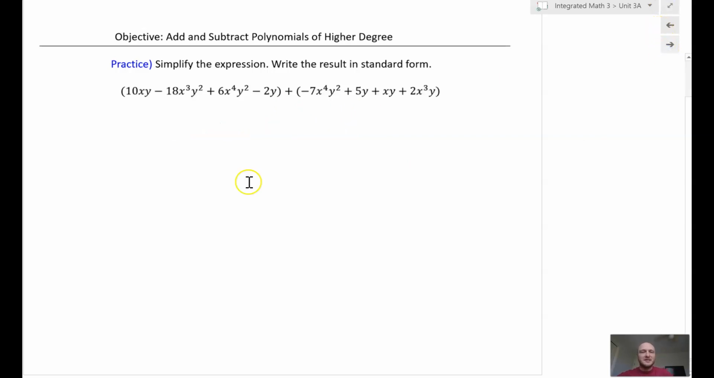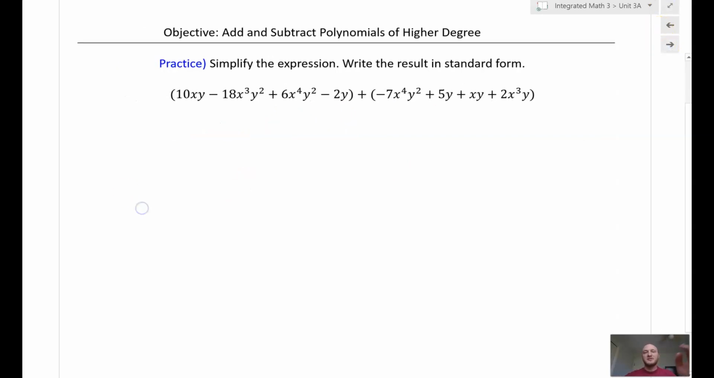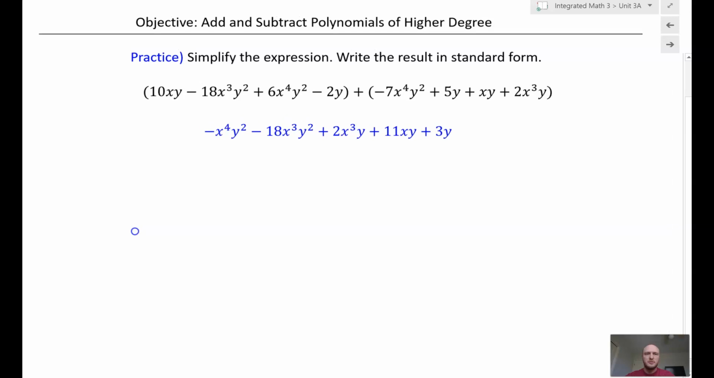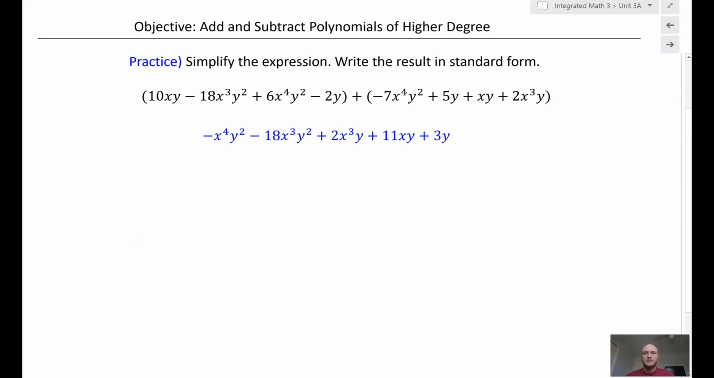All right, and lastly, here's another practice problem. Please go ahead, pause the video, and try this one. All right, hopefully you paused it. Here is the answer. Okay, and then again, these two terms here, the order is x cubed y squared, right? Because your y is higher than the y to the 1st here.